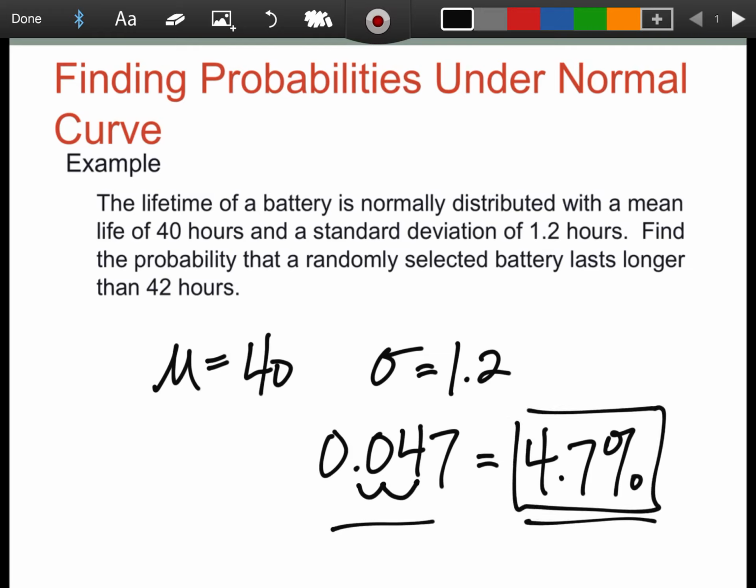So the woman that called me and complained that her battery only lasted 42 hours, she actually got a really good battery because only 4.7% of batteries actually last longer than that come off the line. So she actually got one of the better batteries in the whole batch.